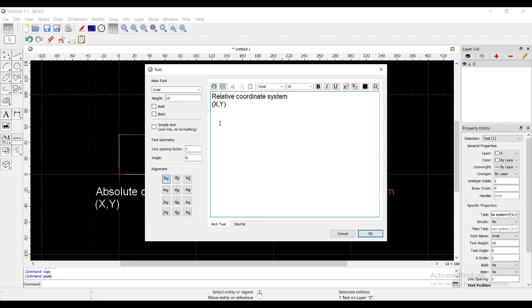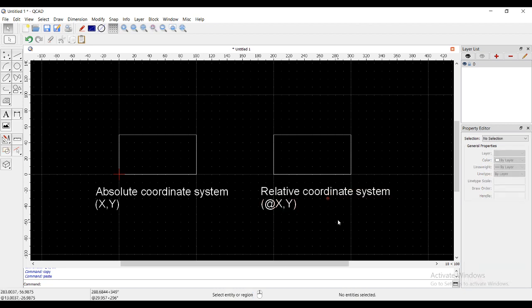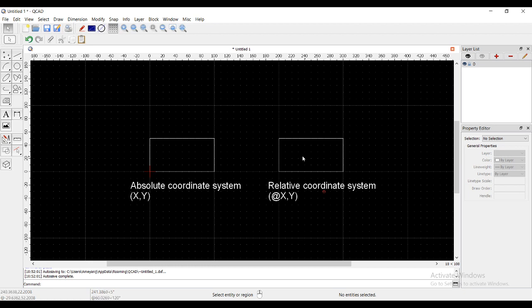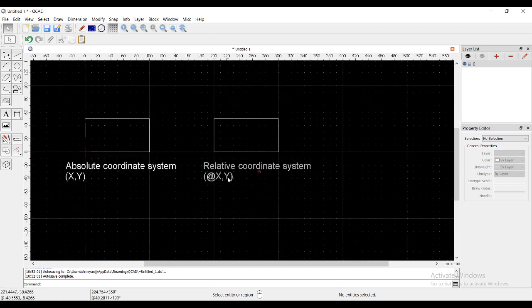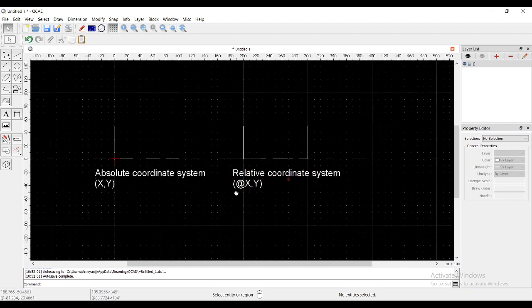The syntax will be at sign x comma y. Every time the previous point will be the reference point, and then you can give the distance. If you use both x and y distance, you will get an inclined line. So with x 50 and y 50, you will get an inclined line of 45 degrees. So that is what the relative coordinate system is.